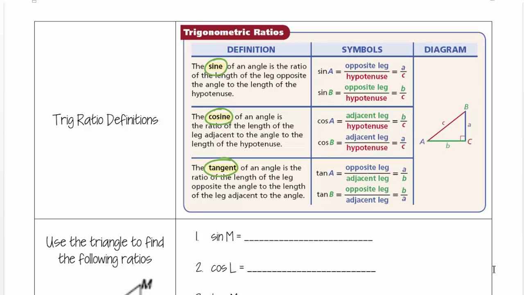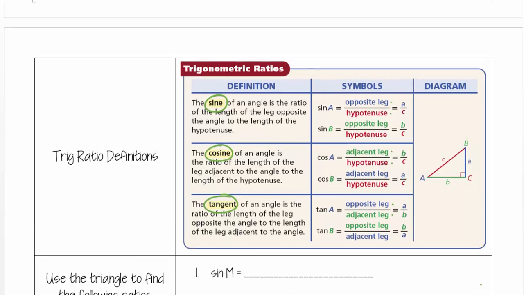The sine is your opposite leg divided by your hypotenuse. Your cosine is the adjacent leg divided by the hypotenuse. And finally, your tangent is the opposite divided by adjacent. Now, that's a lot to remember. So, mathematicians have come up with something that will also stick in your head.